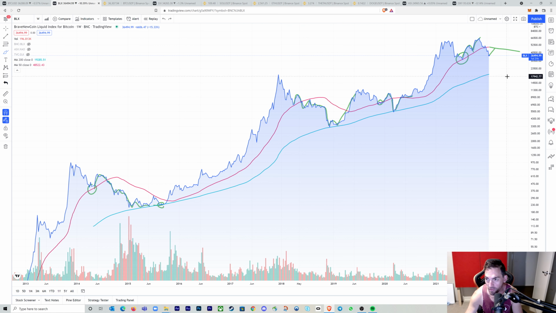Now, to give you an idea about where this moving average is at the moment, the 200-week moving average is at about $19,000, and it's rising. So if we follow the same pattern, we could see a 20K-ish Bitcoin sometime in 2022 if we follow these same patterns. So that's something to keep an eye on.